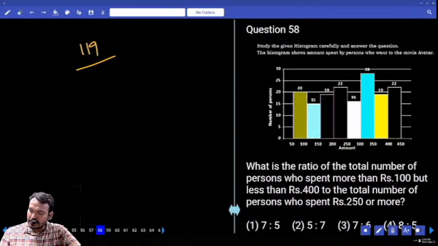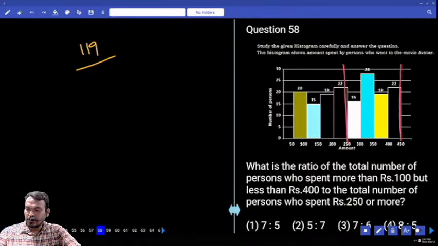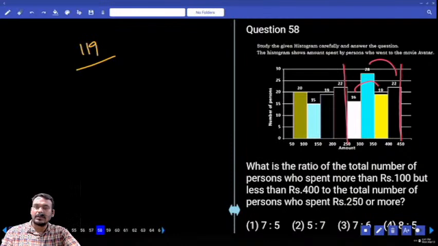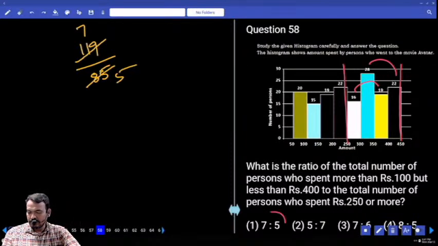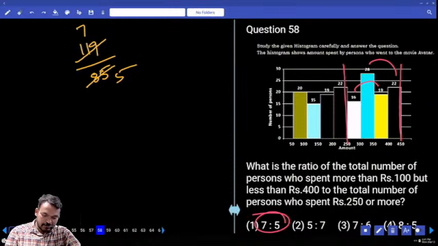Next, who spent 250 or more? 250 or more means from 16 to which one? 22. 22 plus 28, 50. 16 plus 19, 35. Total it is 85. 17 multiples: 7 seventeens and 5 seventeens. What is the ratio? 7:5.